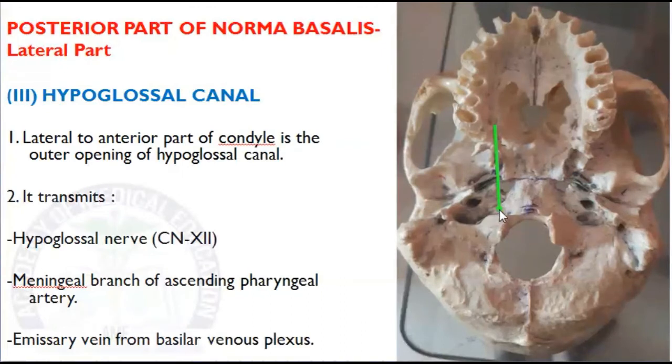Next is the hypoglossal canal. Lateral to the anterior part of a condyle is the outer opening of the hypoglossal canal. The arrow shows the hypoglossal canal. It transmits the hypoglossal nerve, the 12th cranial nerve. It also transmits the meningeal branch of the ascending pharyngeal artery and an emissary vein from the basilar venous plexus.